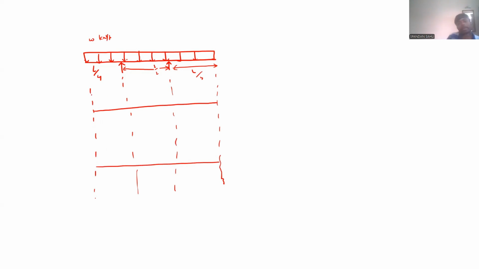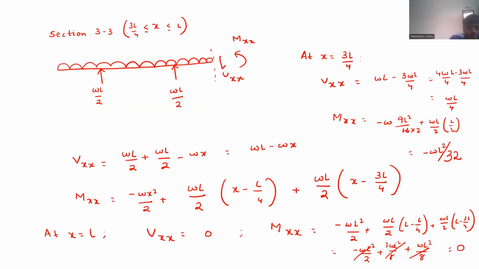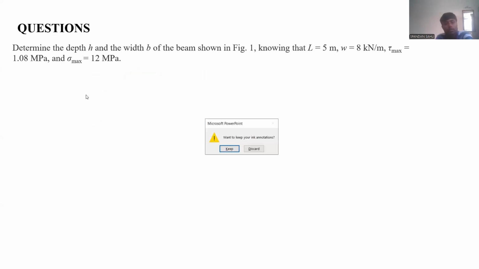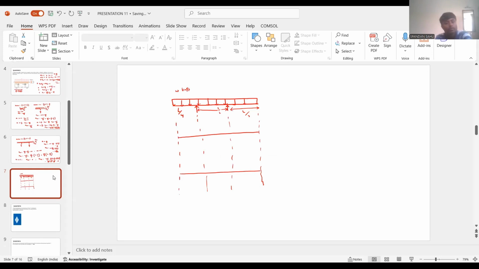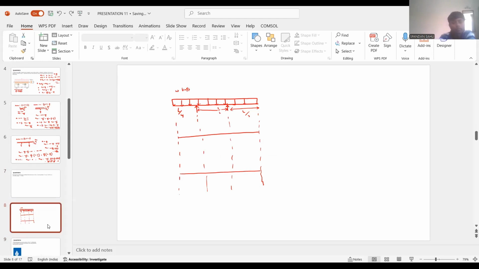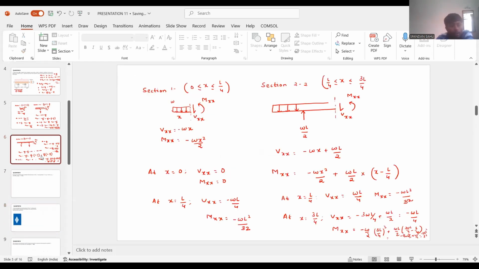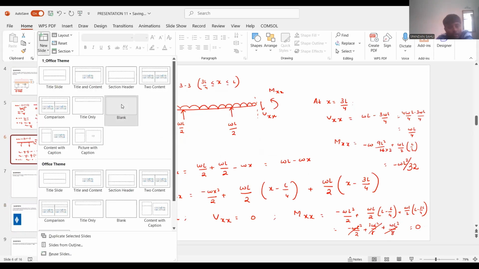Before that, let us draw the SFD and BMD. So how are we getting it? Wait, we have mistakenly added more slides than required. Okay. Now everything is clear.